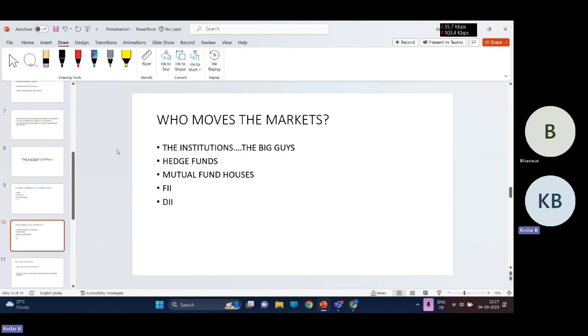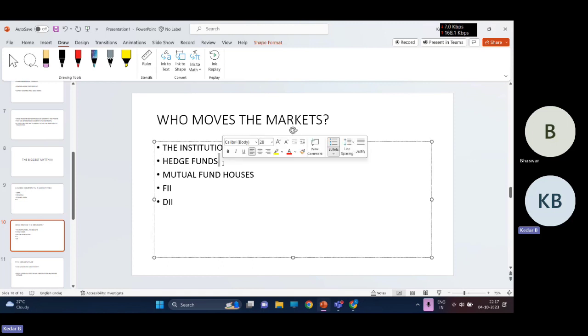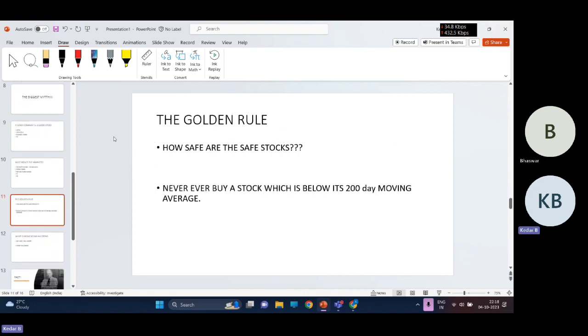Majority of the people are interested only in intraday, only in making quick money, only in FNO. They incur so many losses due to this. And who are the guys making profits? They're only these hedge funds, only these institutions. So yeah, and now the golden rule.